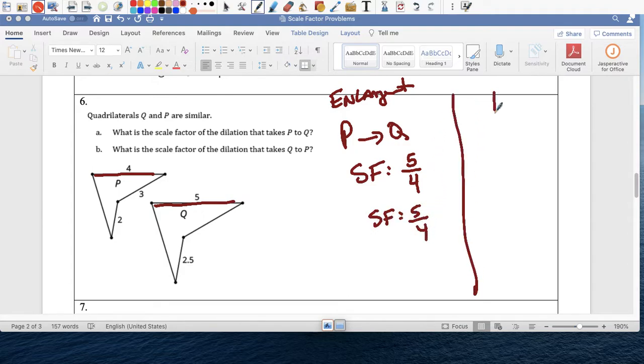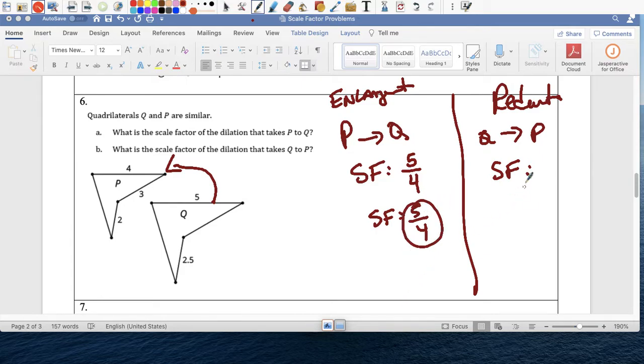Now for the reduction, going the other way, imagine I had this quadrilateral Q and I'm going to P. Obviously it reduced in size. It got smaller. I don't even have to do anything. I just have to find the reciprocal of 5/4, and the reciprocal of 5/4 is 4/5. And again, it makes sense because on a reduction my scale factor has to be a number less than 1, which 4/5 is. And for an enlargement, it has to be a number greater than 1, which 5/4 is as well.